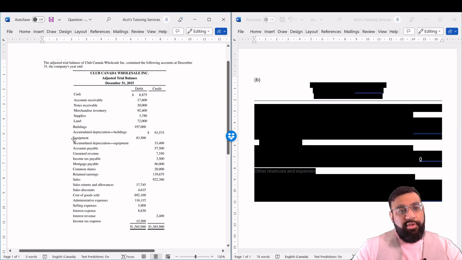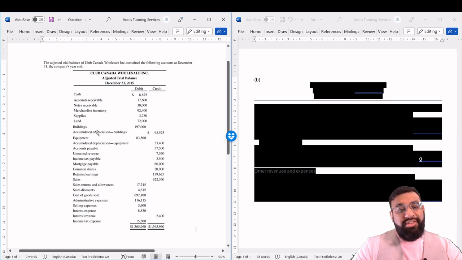So as you can see, we have cash, accounts receivable, notes receivable, merchandise inventory, supplies, land, buildings. Then we have accumulated depreciation building. We have equipment, then we have accumulated depreciation equipment. All these accounts that I've just listed are assets. Buildings and equipment usually depreciate, decline in value, and that's recorded through something called accumulated depreciation.